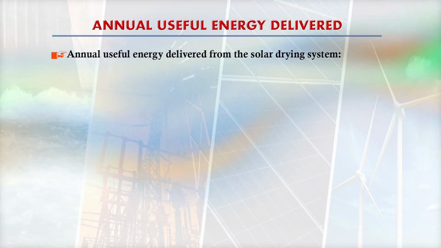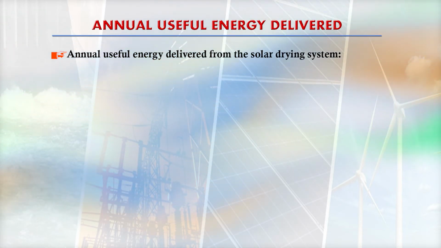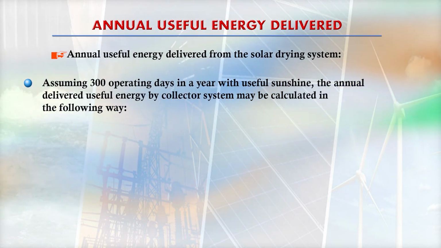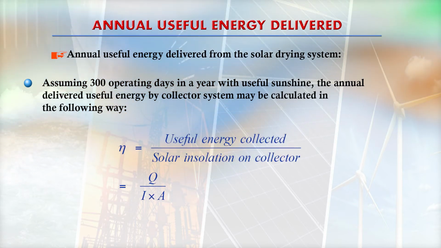Then we calculate the annual useful energy delivered for the solar drying system. Assuming 300 operating days in a year with useful sunshine, the annual delivered useful energy by the collector system can be calculated. Eta equals useful energy delivered or collected divided by the solar radiation incident on the collector times the collector area, that is Q divided by I times A.